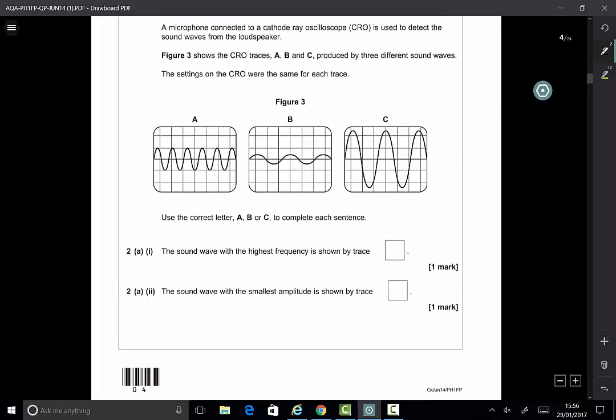So we've got some tick boxes here, except they're not. Read the question carefully. Use the correct letter A, B or C to complete each sentence. People do tick the boxes on this question. Don't do that. So the sound wave with the highest frequency. To answer this, you need to know that frequency is the number of waves per second. So we're looking for the one with the most waves shown on the screen, and that's going to be A. And then the sound with the smallest amplitude. Amplitude is the height of the wave, so we're looking at B.